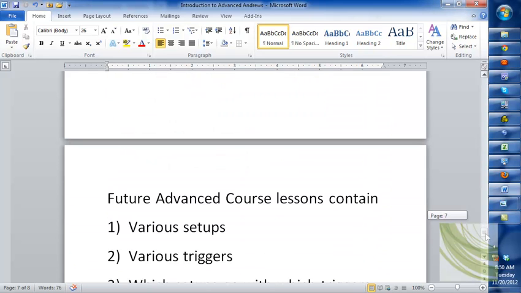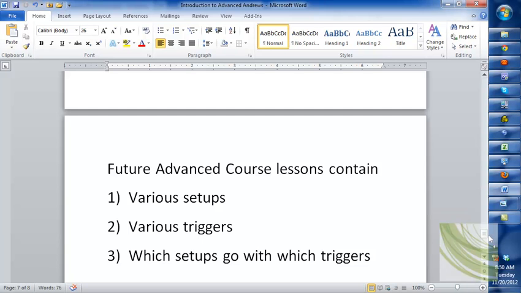So remember, your future lessons in the advanced course consist of over 20 some odd videos that cover the various things that you need to understand in detail. And with that, you get various setups, various triggers, and which setups go with which triggers from my experience. Since you'll know what the setups and triggers are, you can mix and match and see what it is that you prefer depending upon your risk profile.